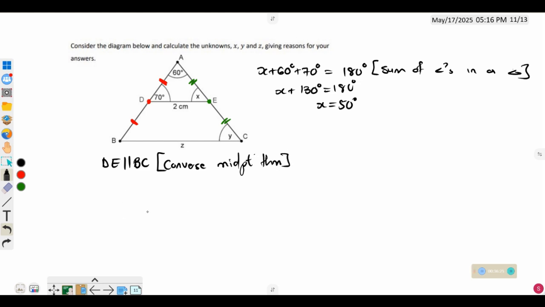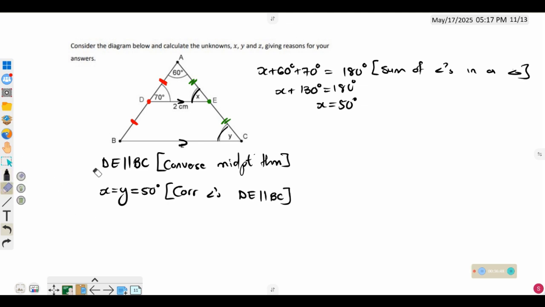So from here we have that x is equal to y, and both of them should be equal to 50 degrees. Why? Because now those are in corresponding positions. Remember, this is parallel to that, above the line, above the line. So these are corresponding angles. Why? Because the line DE is parallel to the line BC.